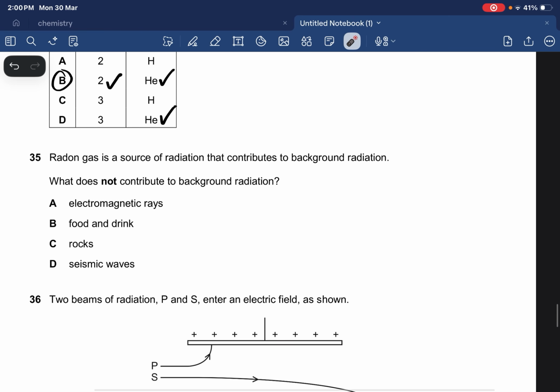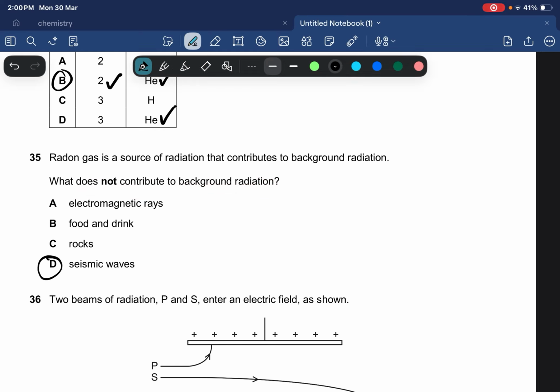Okay, radon gas is a source of radiation that contributes to background radiation. What does not contribute to background radiation? I guess it's going to be D. Yes, seismic waves are like the waves inside your earth. So why would they contribute to background radiation? They're longitudinal waves. They're not the nuclear kind of radiation.